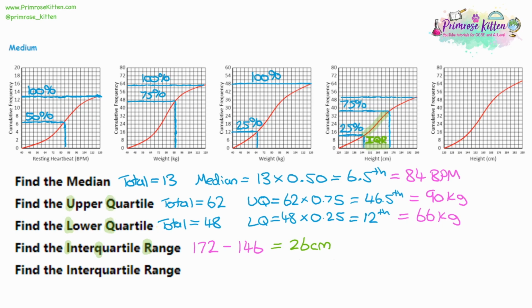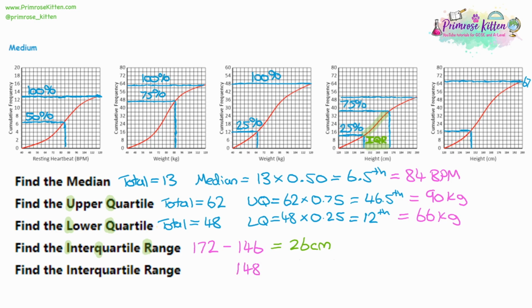So now I'm looking at the final graph. Firstly, we figure out how many people are represented in the graph. From the highest point, it's going to reach about 67, so the total is 67. To find a quarter of that, for the lower quartile, you can divide it by 4, or multiply by 0.25, the same thing, and we're getting 16.75. So we're going to find 16.75, draw a line across, hit the curve, and draw a line down. And it looks like we're on 148 for the lower quartile.